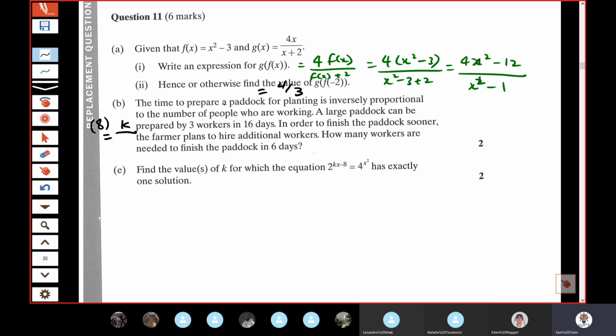So now let me see. The time to prepare a paddock for planting is inversely proportional to the number of people who are working. So the time is equal to k on people. That's the formula you'll need. A large paddock can be prepared by 3 workers in 16 days. In order to finish the paddock sooner, the farmer plans to hire additional workers. How many workers are needed to finish the paddock in 6 days?